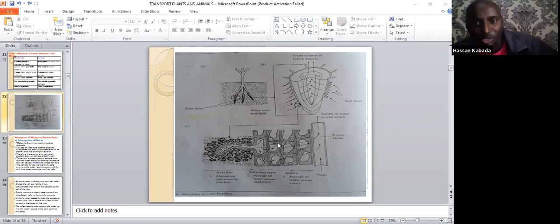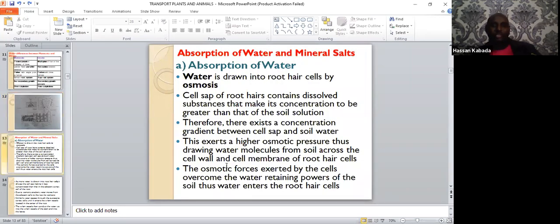Alternatively, water molecules will pass through the cell wall. Water will pass through the cell wall in the same way, so that the water molecules can reach the xylem vessel here. So that is absorption of water and mineral salts, in a short but brief description. Then we have our next slide. Absorption of water and mineral salts. We start with absorption of water.